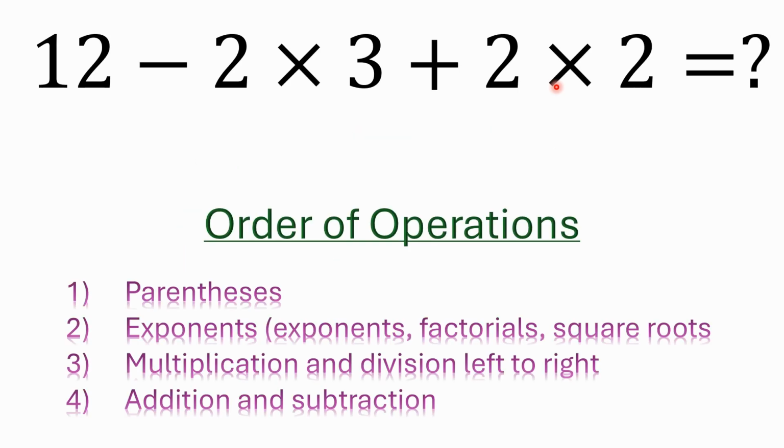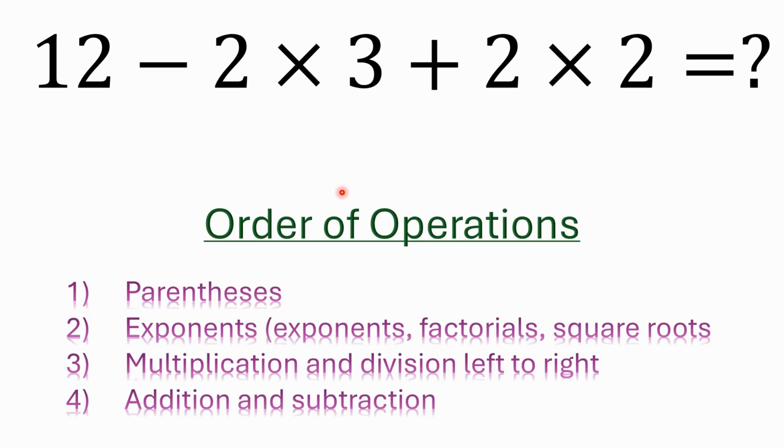All right, so first of all, 2 is wrong and 34 is wrong. And I know a lot of people leave these two answers, and I'm going to go through and explain why these two are wrong. All right, so we got 12 minus 2 times 3 plus 2 times 2. Now, let's look at the order of operations.